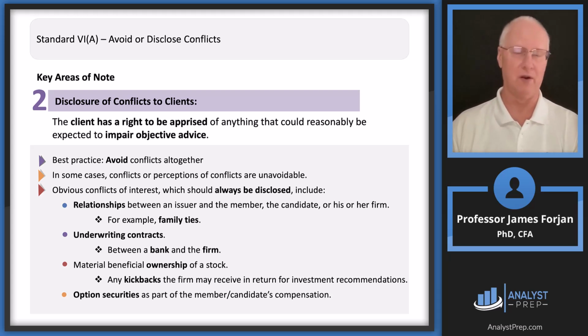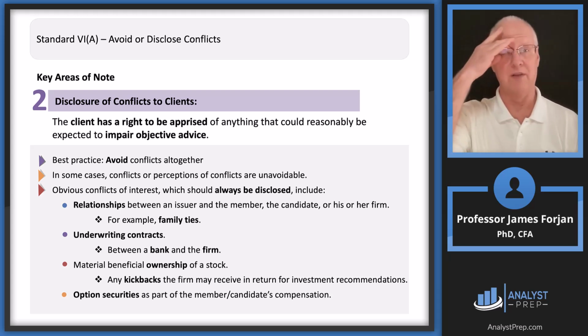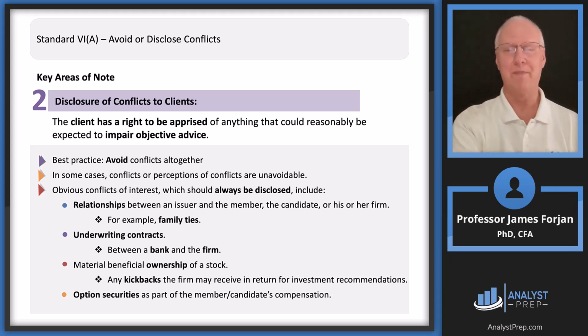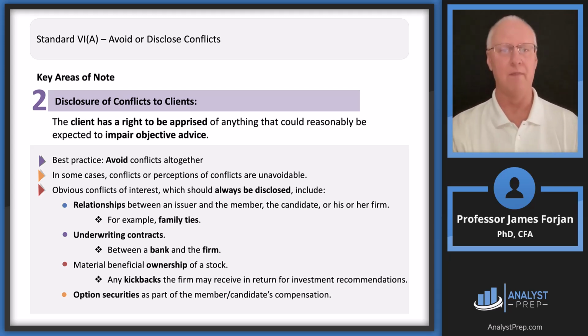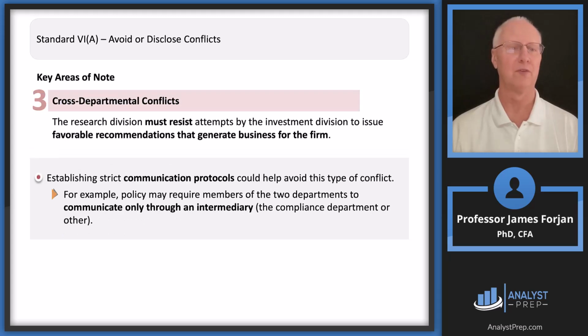And then we have the parallel example, disclosure of conflicts to the client. Notice the best practice here is just to avoid them. However, there are going to be conflicts, as I was saying just a few moments ago. Make sure that you disclose them, including family ties, relationships with banks and the firm, any kind of beneficial ownership. Remember that beneficial ownership is some kind of indirect ownership, which could mean lots and lots of things, including some option securities.